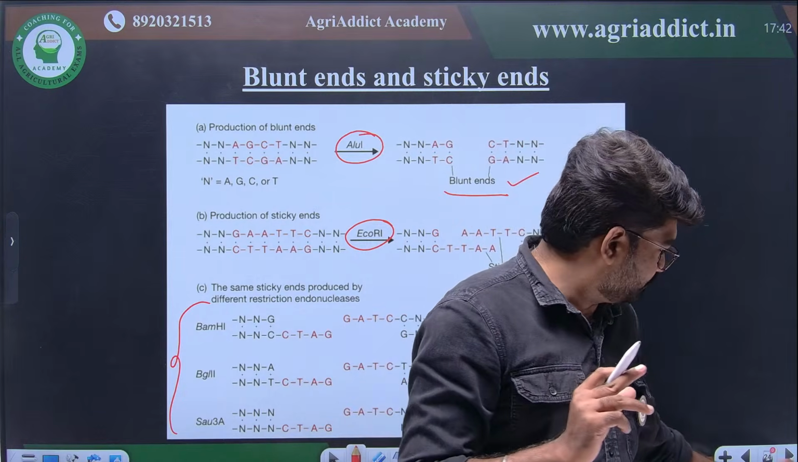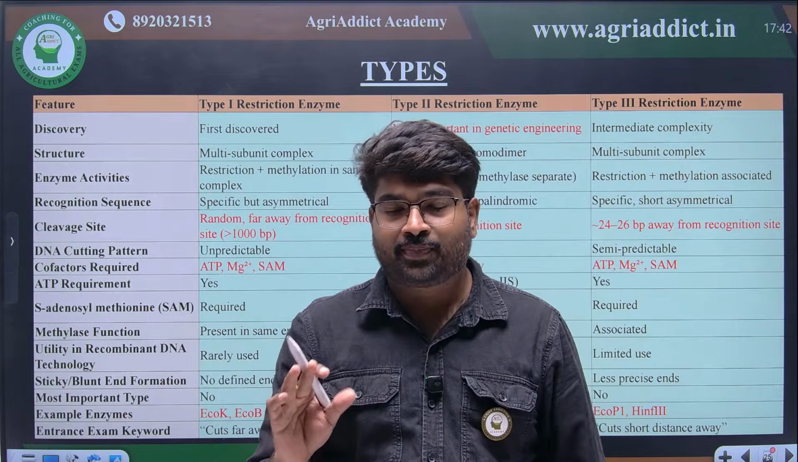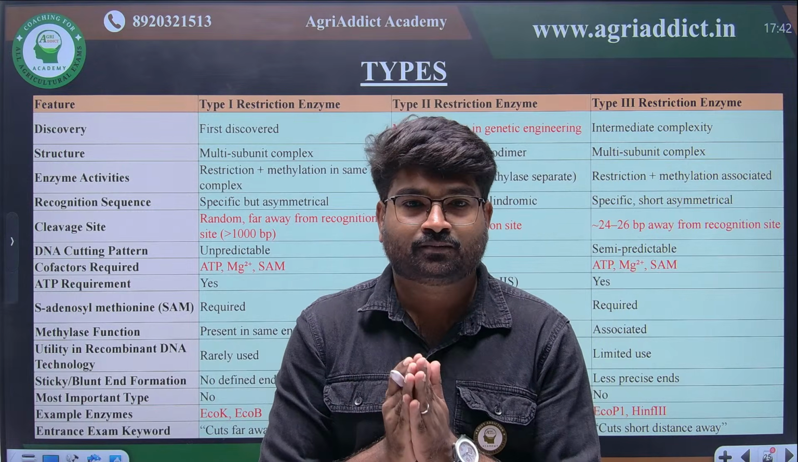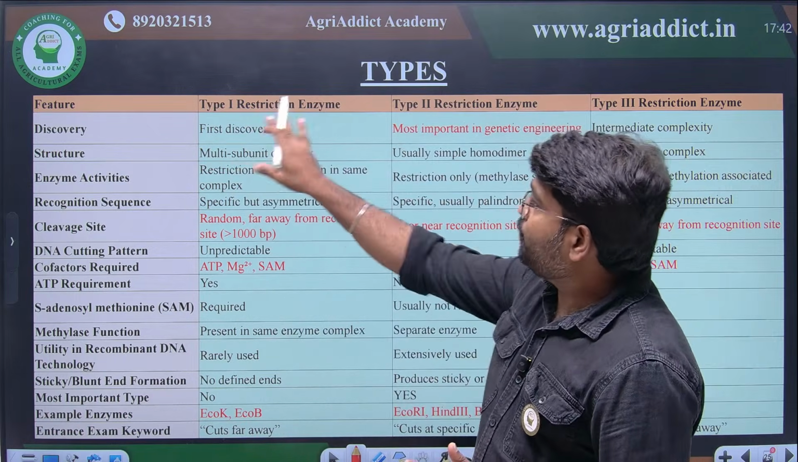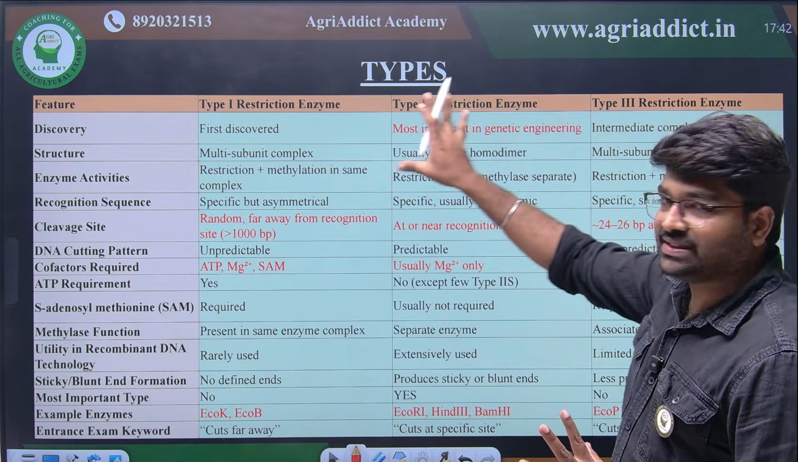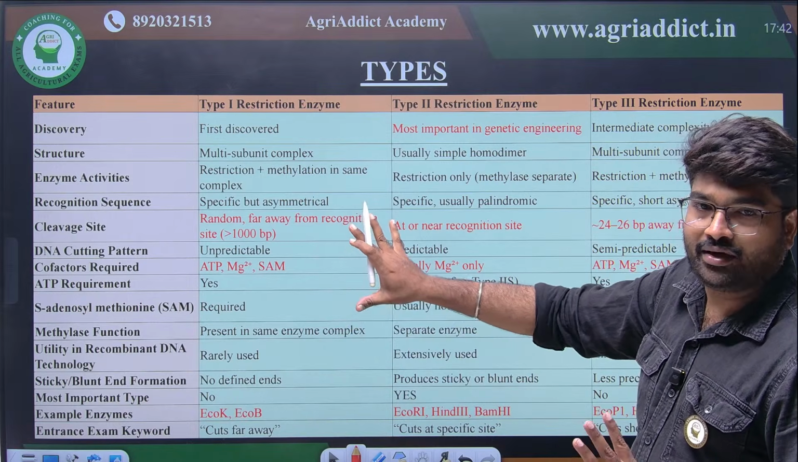Okay, clear? I hope this is clear for everyone. Now coming to the classification. There are three different classes of restriction enzymes: Type 1, Type 2 and Type 3. We are going to see only the important things from the exam point of view.